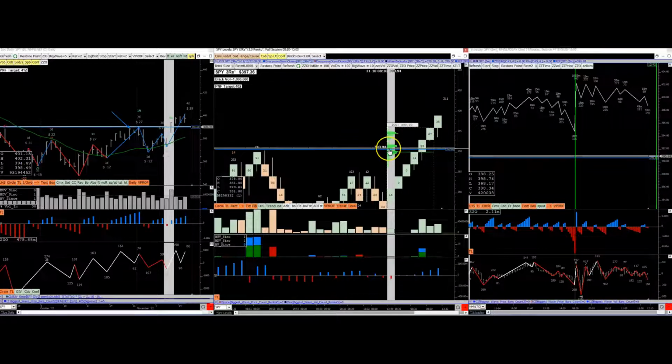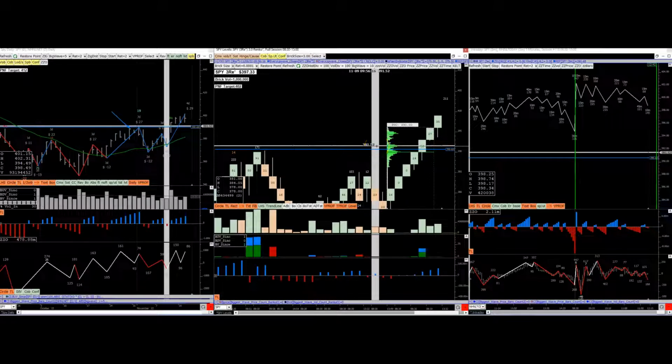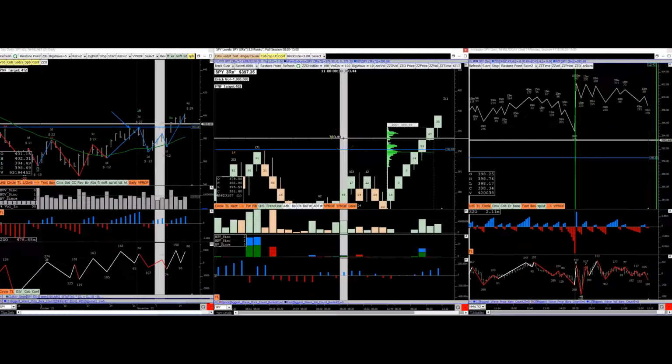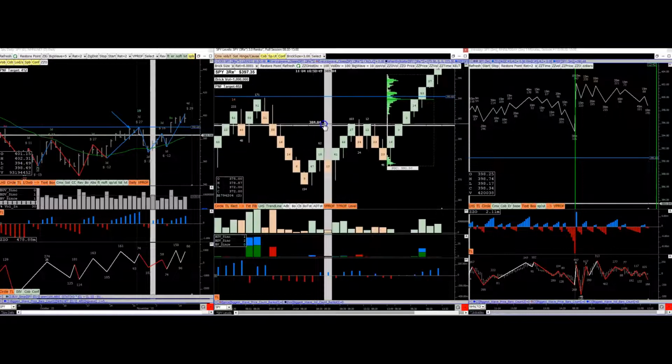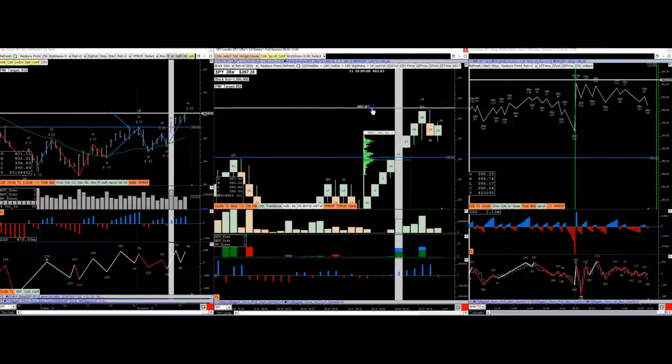So the thing is, before any rally, what do you typically get? You get consolidation. What is that consolidation? It is accumulation. So what do you do with accumulation? You can measure it. That's all it is. You're measuring the accumulation to see how far the rally goes. So you have accumulation here. How far is that rally going to go?